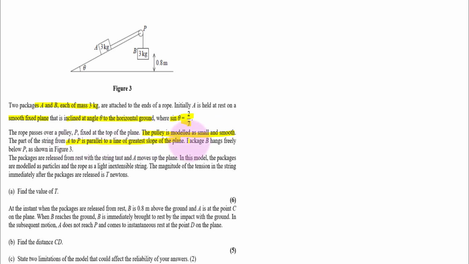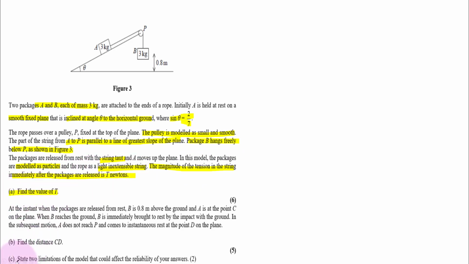Package B hangs freely, and we have the skills to get some marks here. So the strings are taut under tension, modelled as particles, and it's a light inextensible string. The magnitude of the tension in the string immediately after the packages are released is T newtons. Find the value of T.